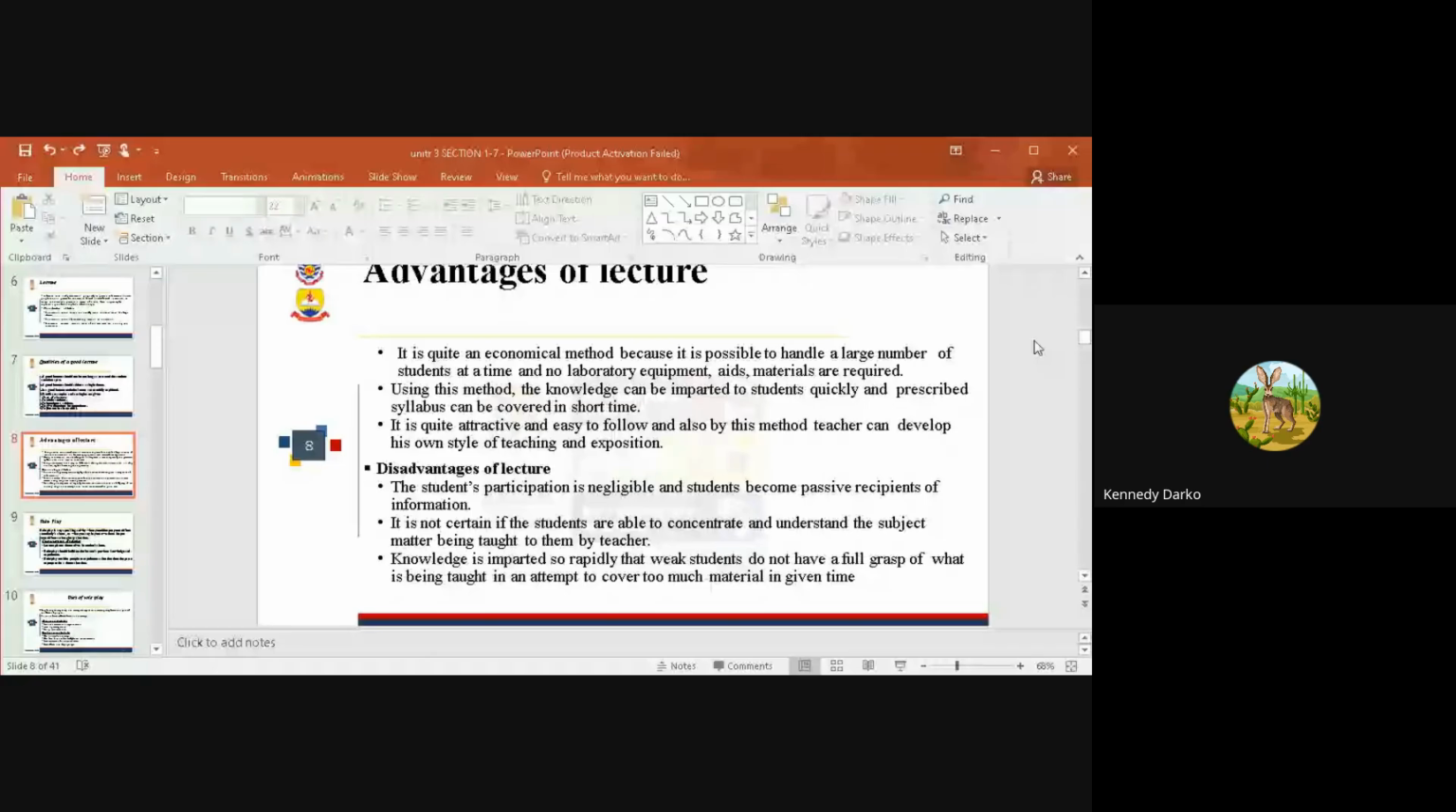Then, at your own time, you have to sit and go through whatever we said and also add more. That is that. Now we are saying that it's quite attractive and easy to follow. And also by this method, the teacher can develop his own style of teaching and exposition.